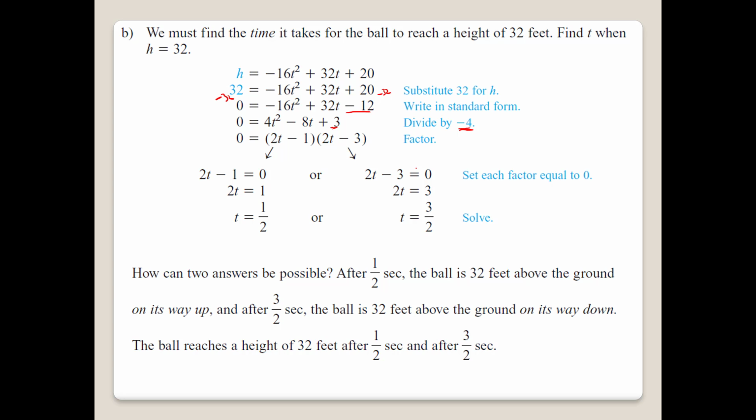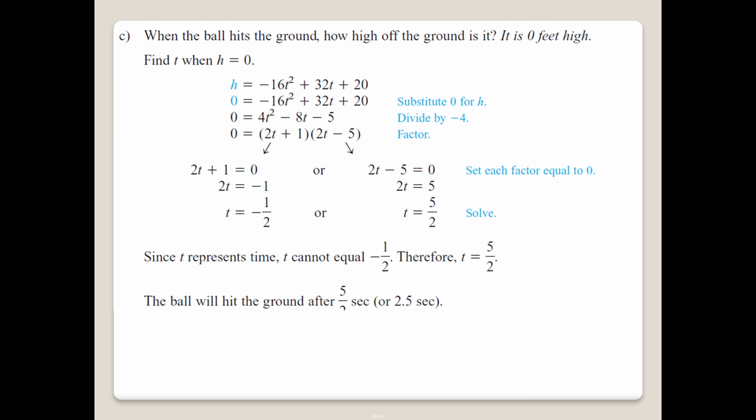Alright, so that's a little bit how you got to think about it. You're throwing it up. Initially, it hits 32 feet in a half second. And at 1.5 seconds, it's back down at 32 feet, as it's already peaked and is coming back down. So the ball actually reaches that height of 32 feet at those two times. With that, let's look at the next part.